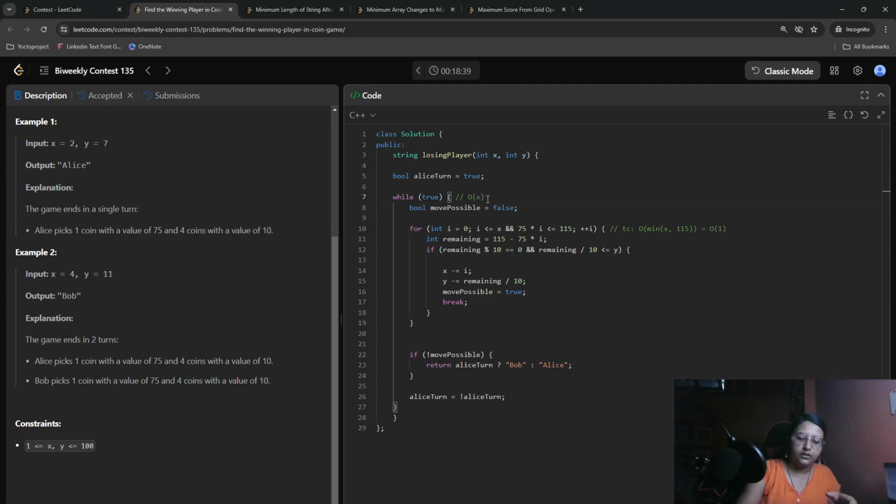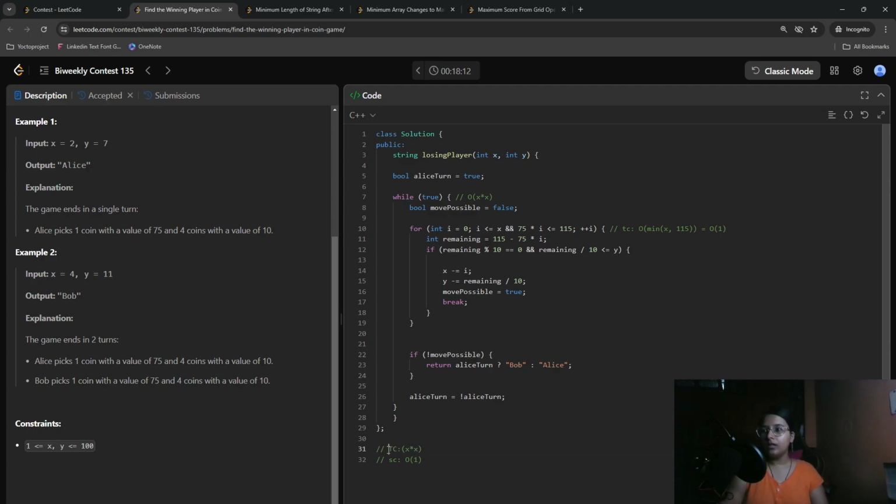Basically here the time complexity will be x into x, and we know what x is, and the space complexity is order of 1 because we are not using any extra space. So this was all for this particular question.